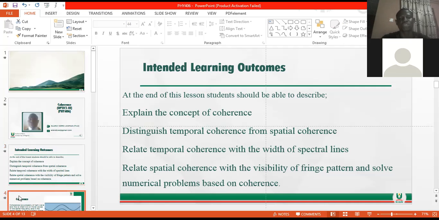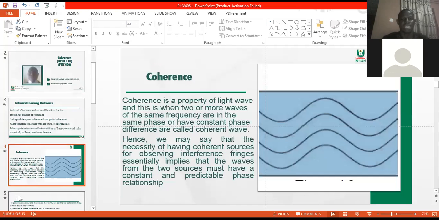Now, what is coherence? Coherence is a property of light waves, and this occurs when two or more waves of the same frequency are in the same phase or have a constant phase difference.